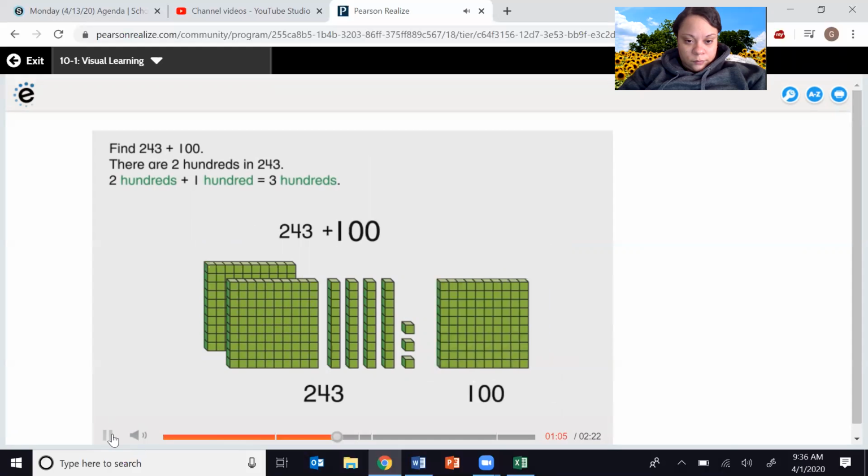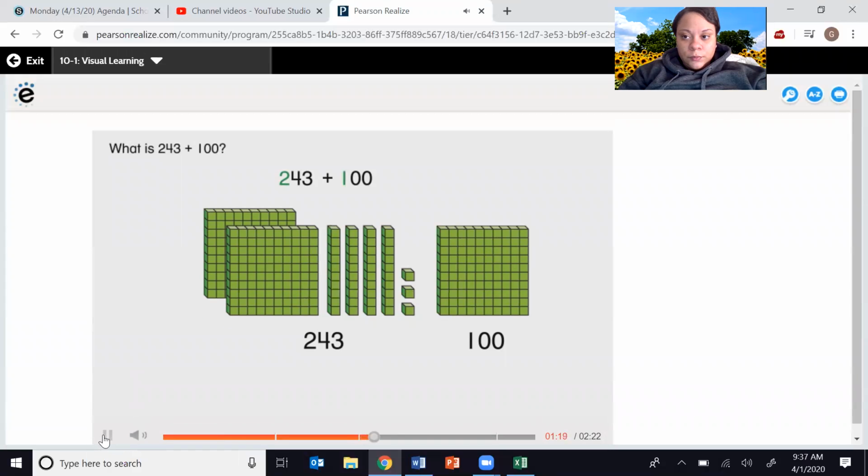243 plus 100. There are 200s in 243. 200s plus 100 equals 300. All right, so to find this, they added their hundreds. They did 200s plus 100, which they knew was 300s. And then there was no 10s and no 1s. So they already knew that they were just going to have 4 10s and 3 1s.